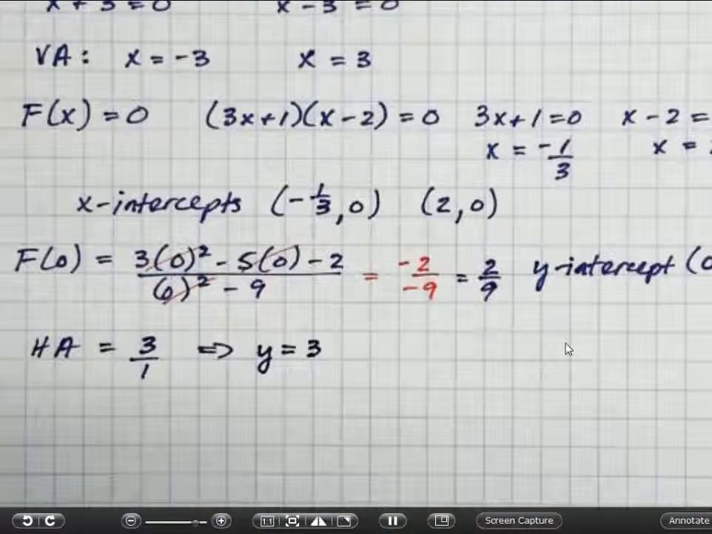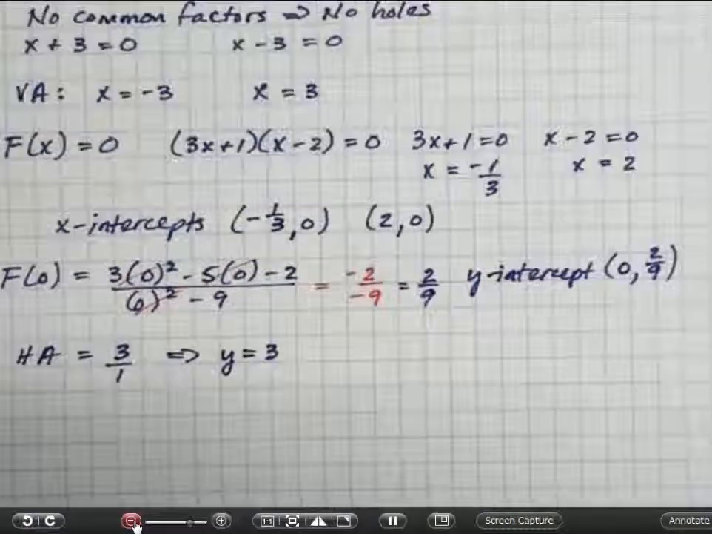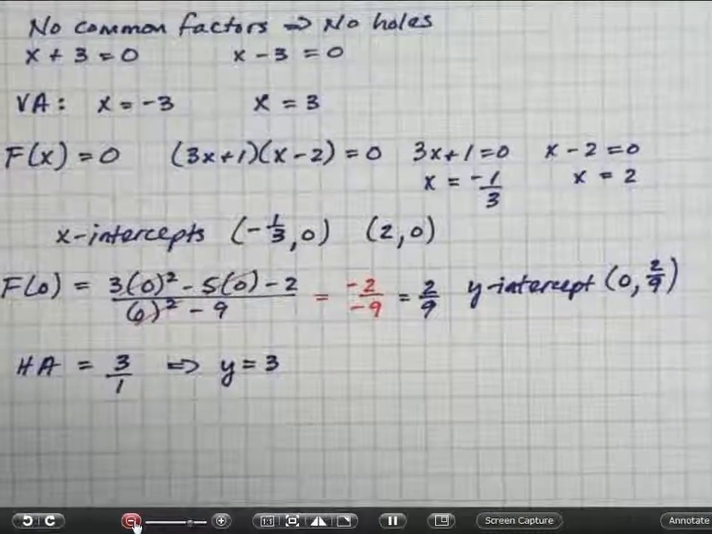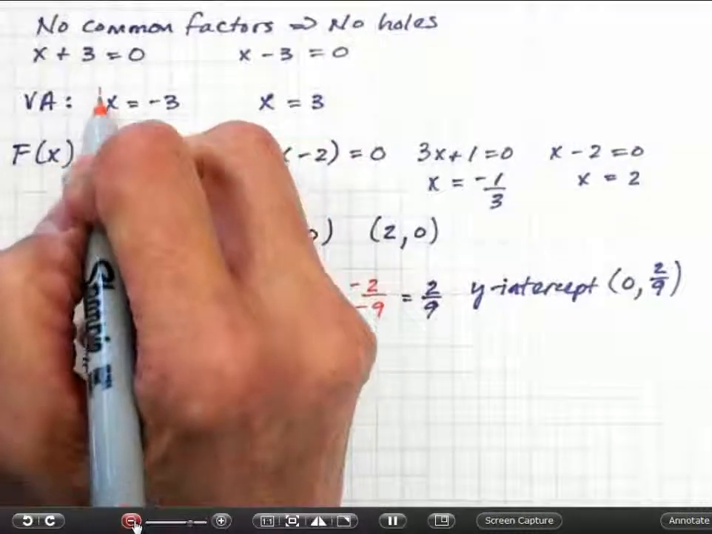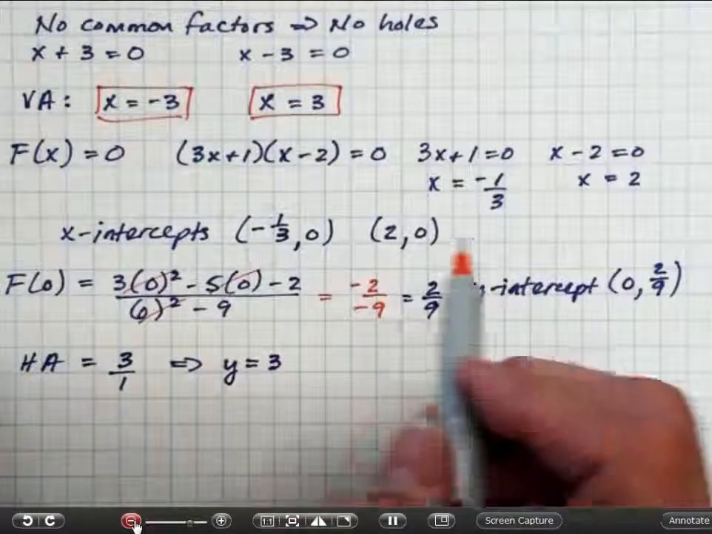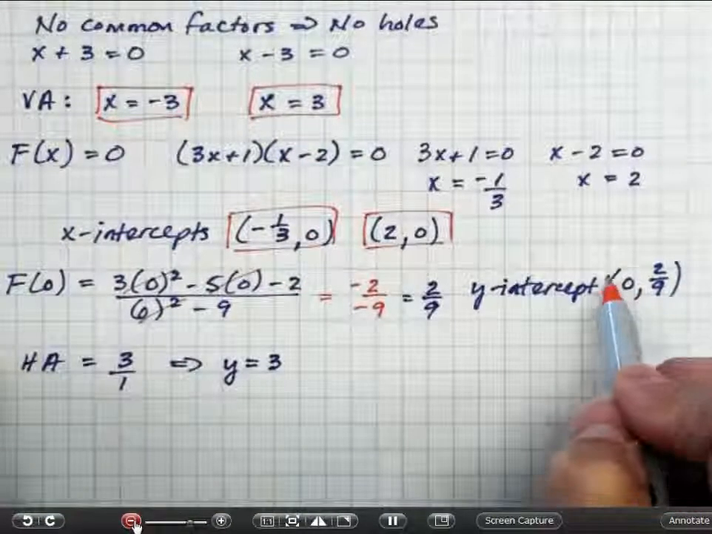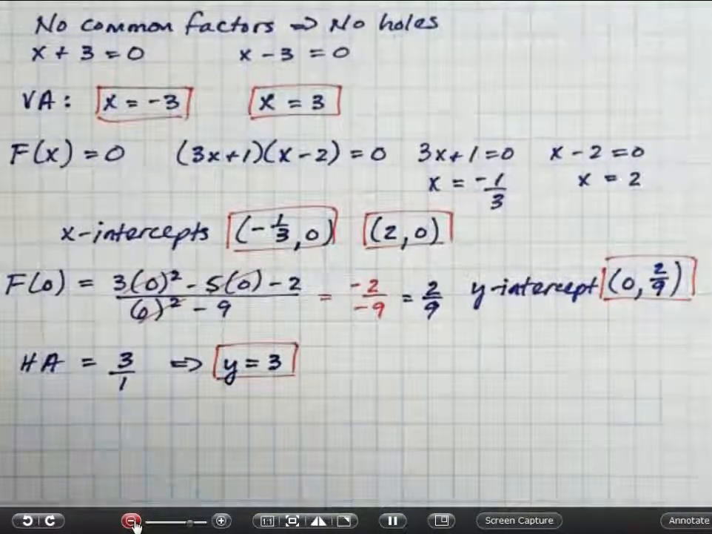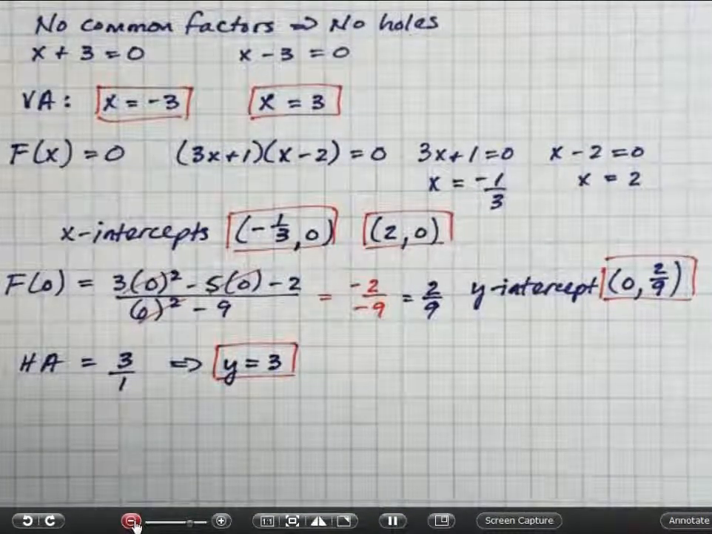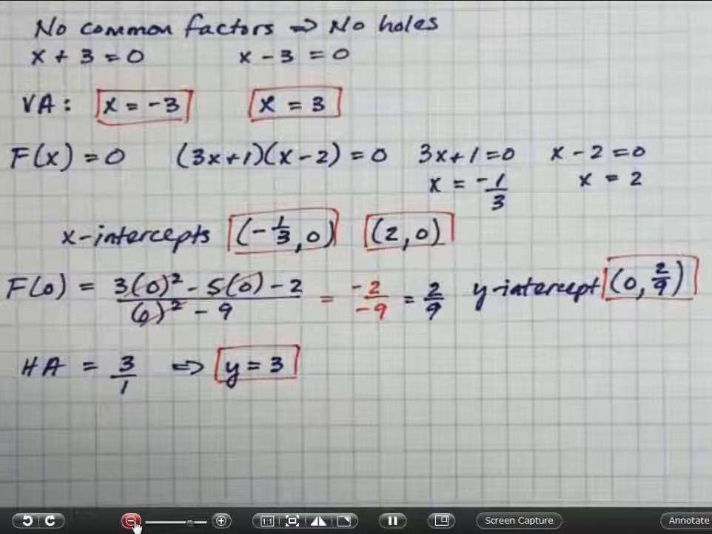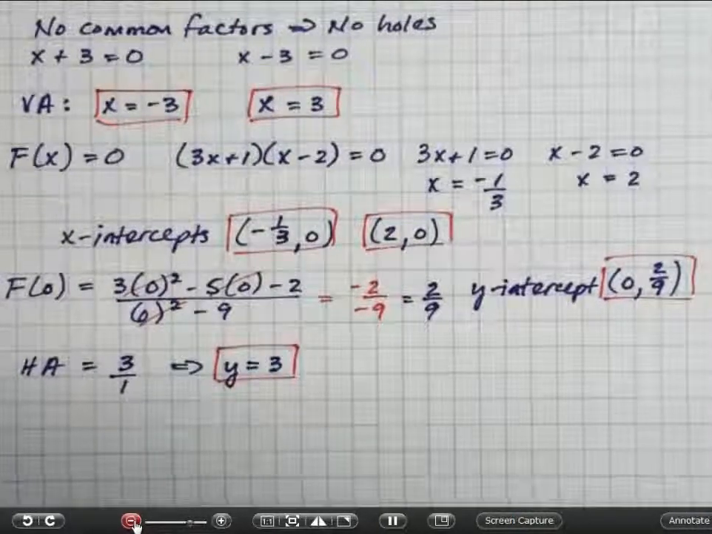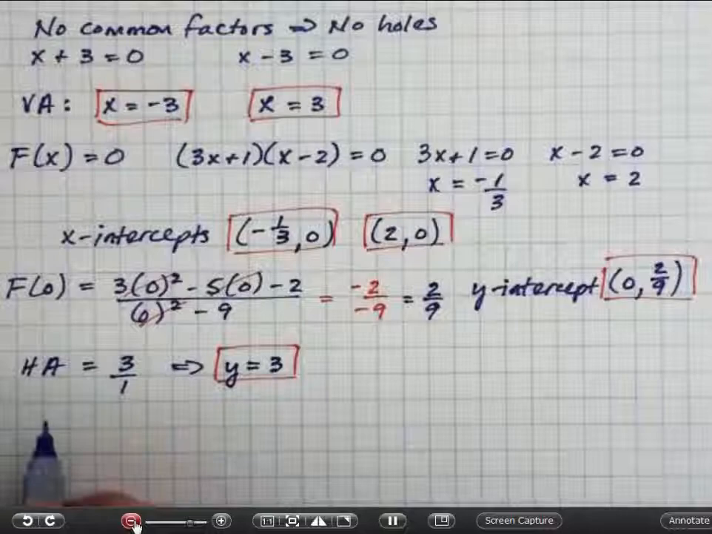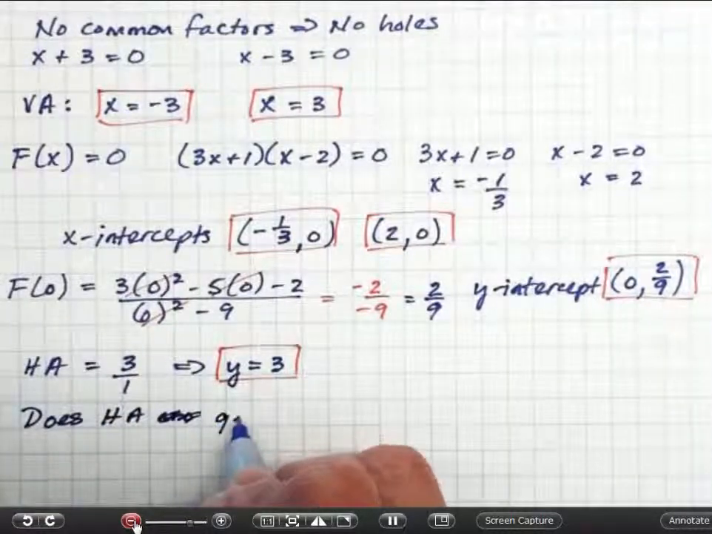Good. Great. I'm going to zoom this out a little bit, because there are important things that we need to know. We need to know our vertical asymptote, so that's important stuff. We need to know our x-intercepts. We need to know our y-intercept. We need to know our horizontal asymptote. And what else do we need to know about our horizontal asymptote? Does it cross? Does my function cross the horizontal asymptote? So that's my next question. Does HA get crossed by the function?